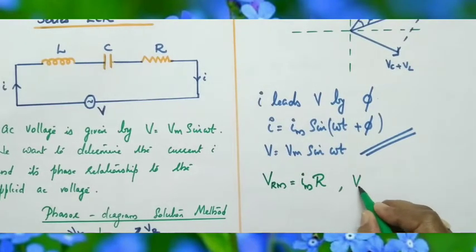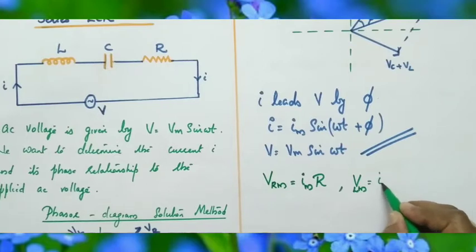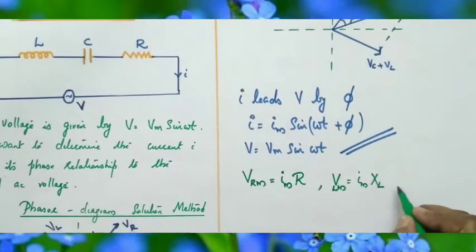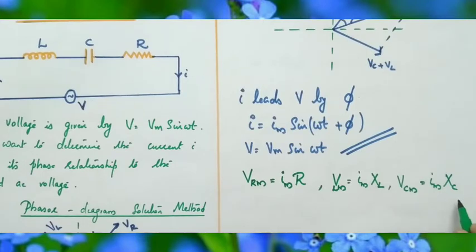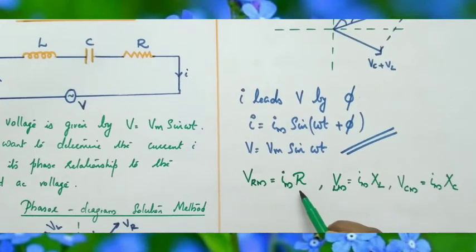Similarly, the peak value of voltage across the inductor is given by VLm, which is current Im into XL, because XL is the resistance offered by the inductor, which is called inductive reactance. And also the peak value of voltage across the capacitor VCm equals Im into Xc, where Xc is the capacitive reactance. So peak value of voltage across the resistor is Im into R, across the inductor is Im into XL, and across the capacitor is Im into Xc.